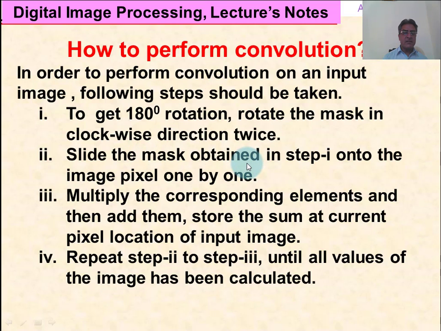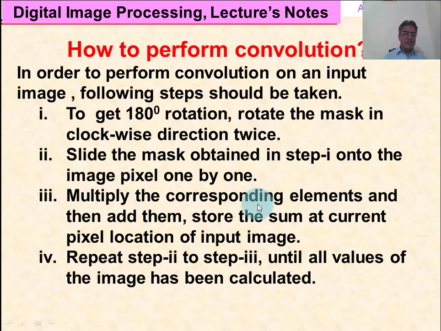Slide the mask obtained in step 1 onto the image pixel one by one. Then this mask of step 1 is slid row by row on the input image pixels, and each and every pixel of the input image is then modified with the neighboring pixel values. Multiply the corresponding elements and then add them. Store the sum at current pixel location of input image.